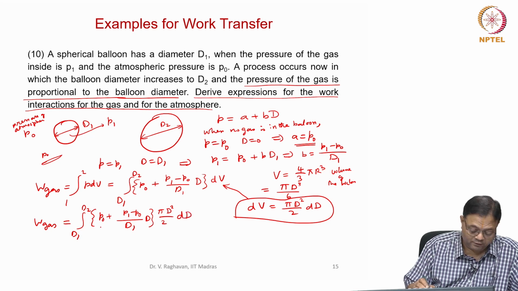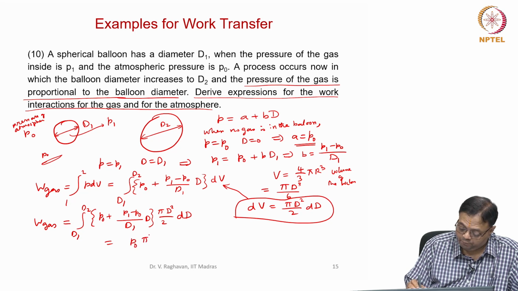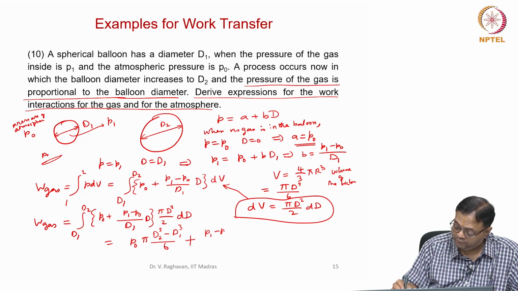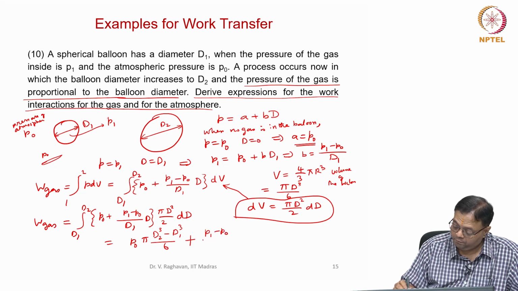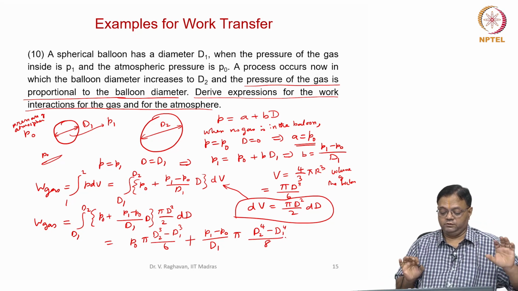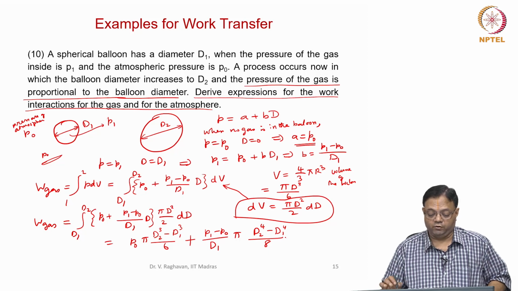So, when I integrate this, finally I will get P naught pi into d2 cube minus d1 cube by 6 plus P1 minus P naught by d1 into pi into d2 power 4 minus d1 power 4 divided by 8. So, this is the expression, that is what we want. Okay.